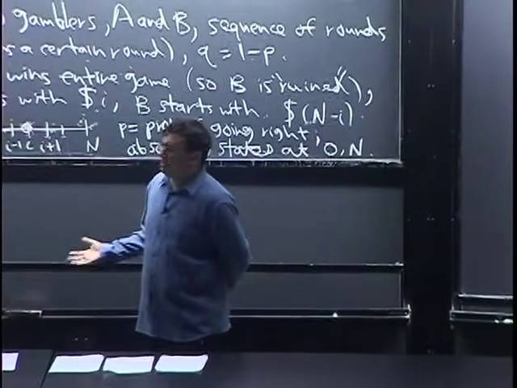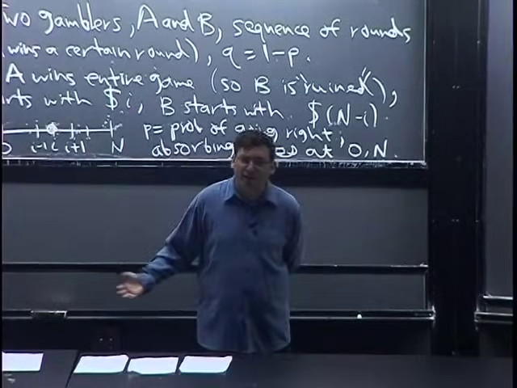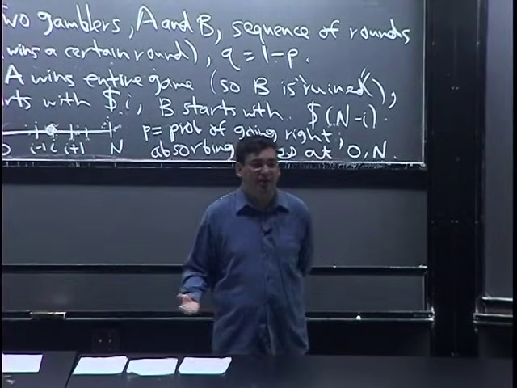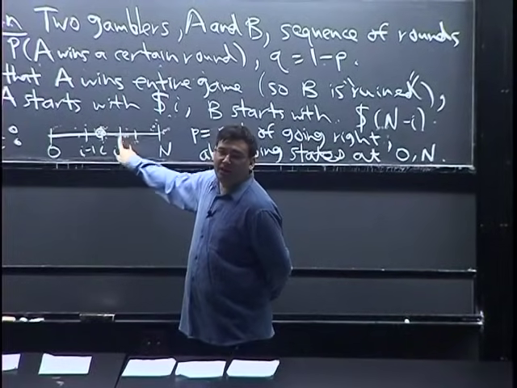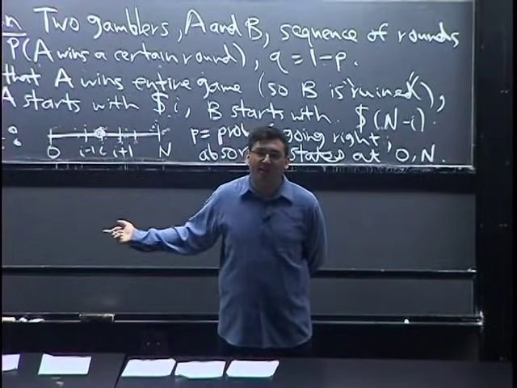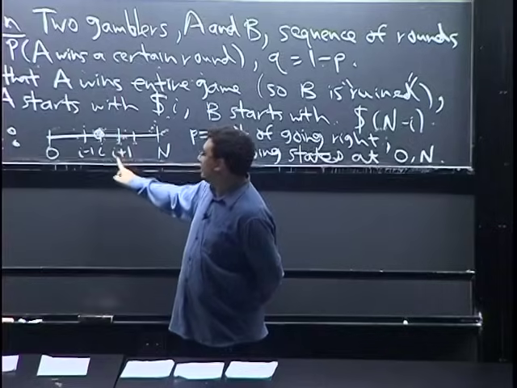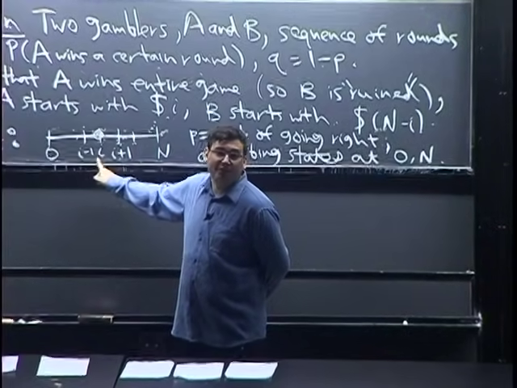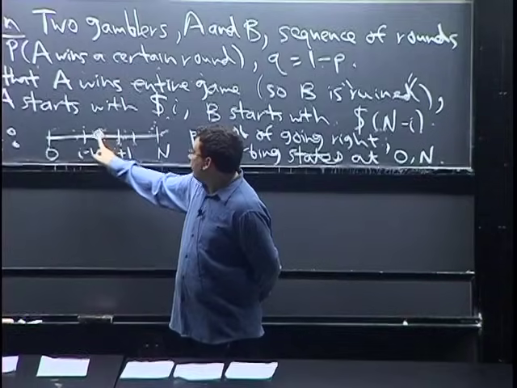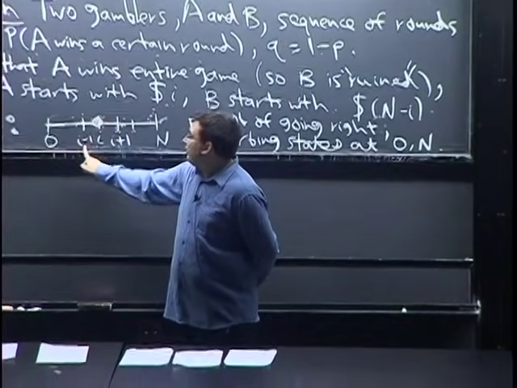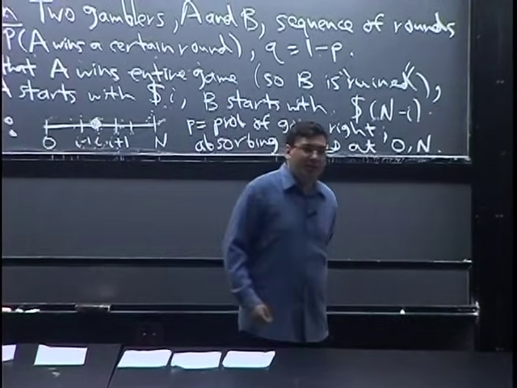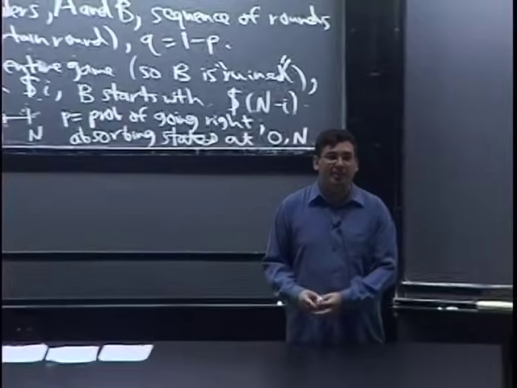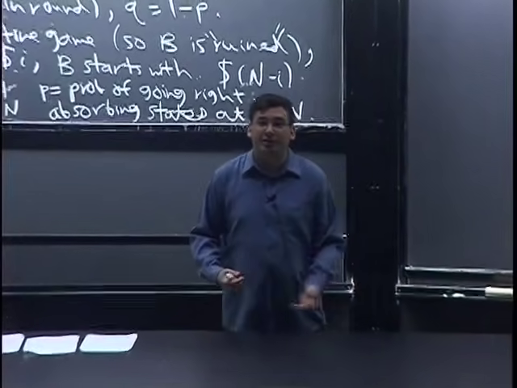But it does have a very nice recursive structure, which is there's two cases, right? Either A wins the first round or A loses the first round. If A wins the first round, then the current state is here. But notice it's the same problem again, just starting at I plus 1 instead of I. And if A loses the first round, then the process is here. It's the same problem again, just at I minus 1 rather than I. So it has a nice structure that after one step, it's the same problem with a different initial condition.